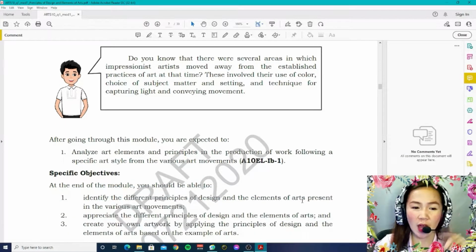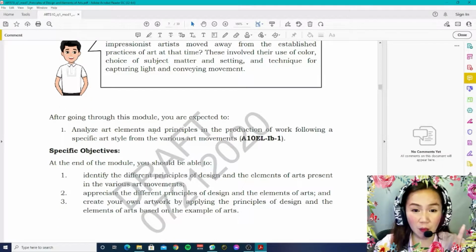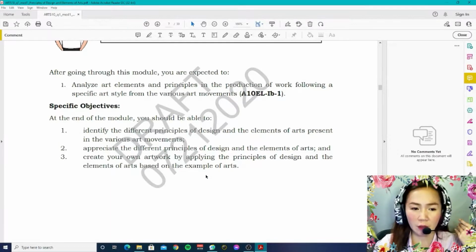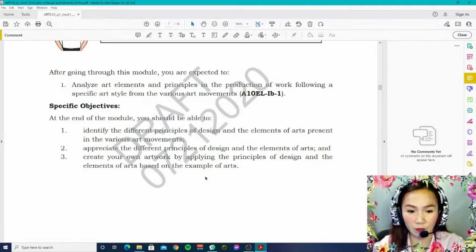Okay? So, after going through this module, you are expected to: Number 1, analyze art elements and principles in the production of work following a specific art style from the previous art movements. Now, we do have specific objectives. At the end of the module, you should be able to: Number 1, identify the different principles of design and the elements of arts present in the various art movements.